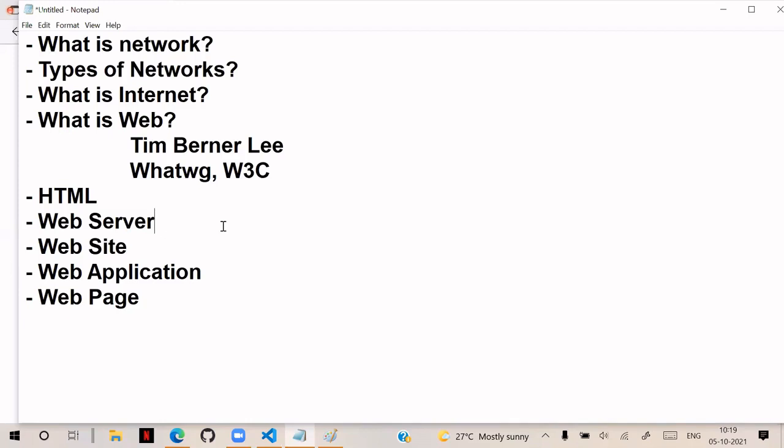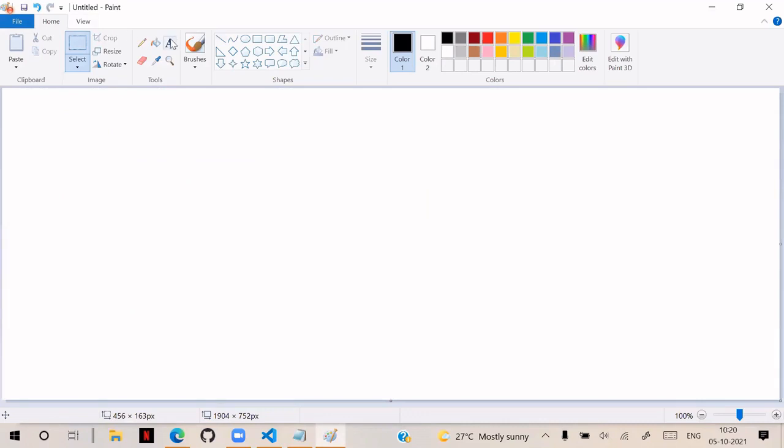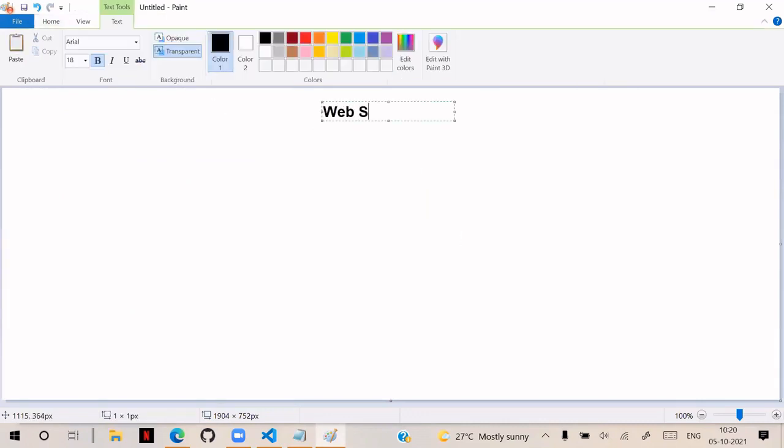We can go practically now. But before that, one point you have to understand. What is web server? Very important concept. You need to understand what is web server. Actually, web server resembles both hardware and software. Web server resembles both hardware and software. I will show you a simple point.